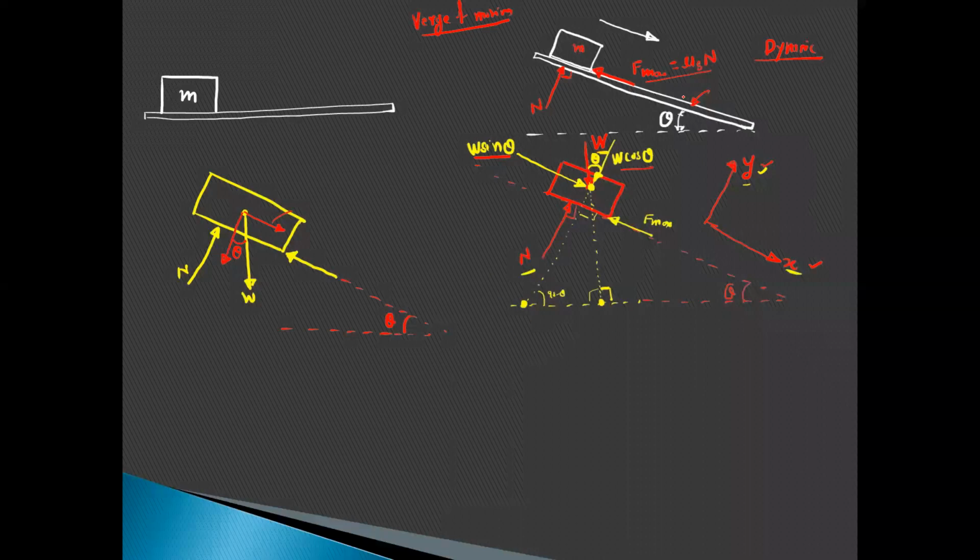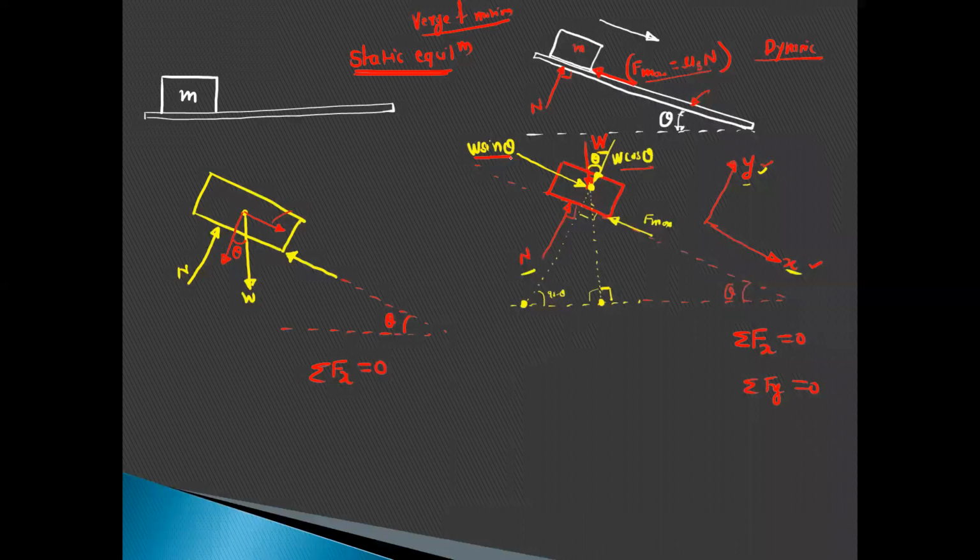Now here, when we consider the limiting condition, that means F max force, it means that the object is in static equilibrium. So here we can use the condition of static equilibrium. What are the conditions? Summation Fx = 0 and summation Fy = 0. So just use summation Fx = 0, considering all x components.